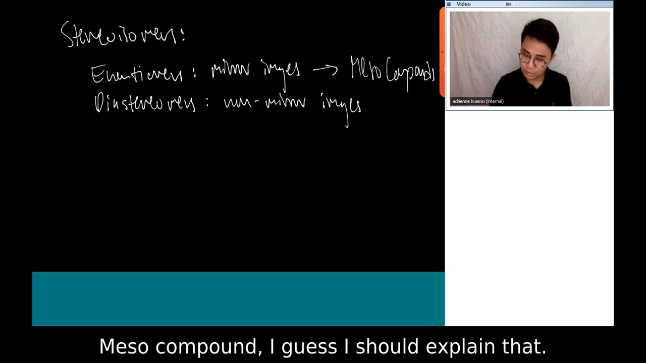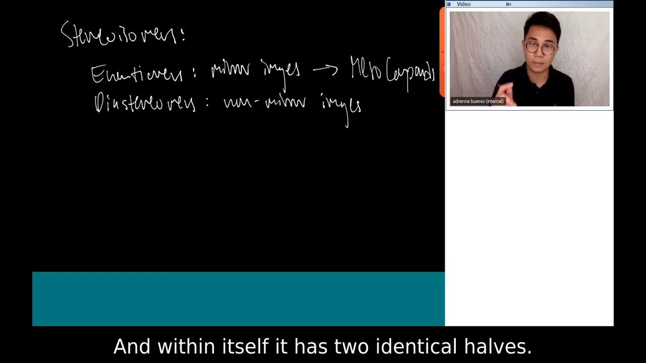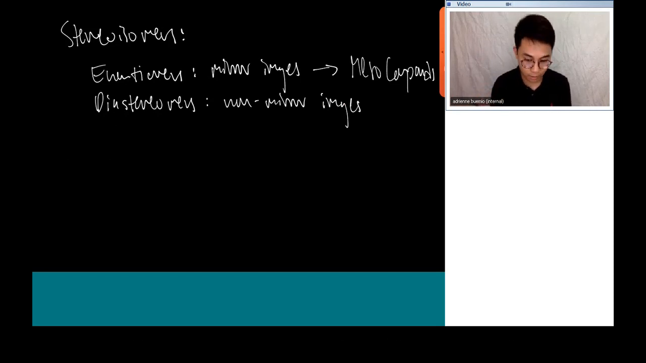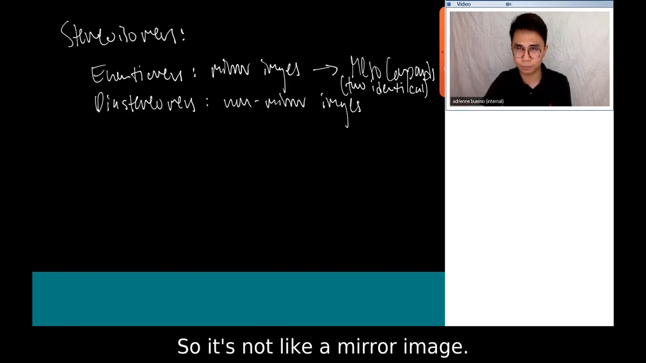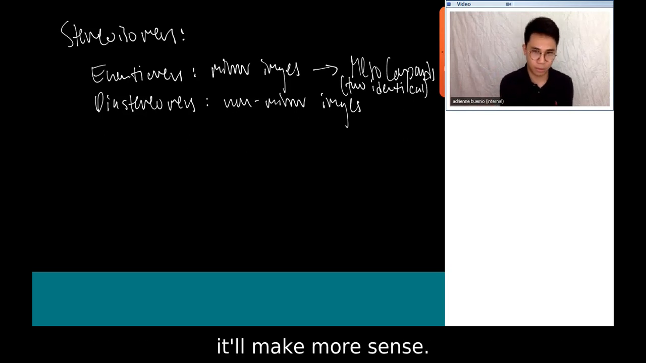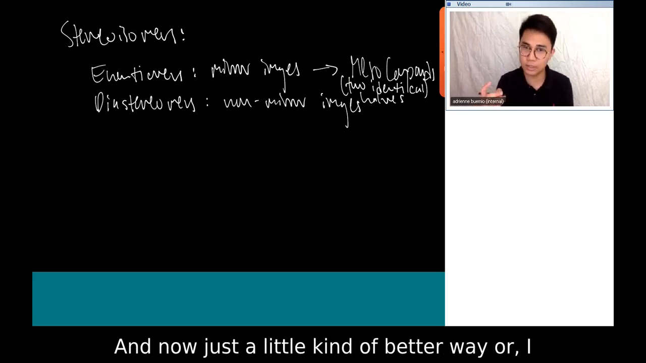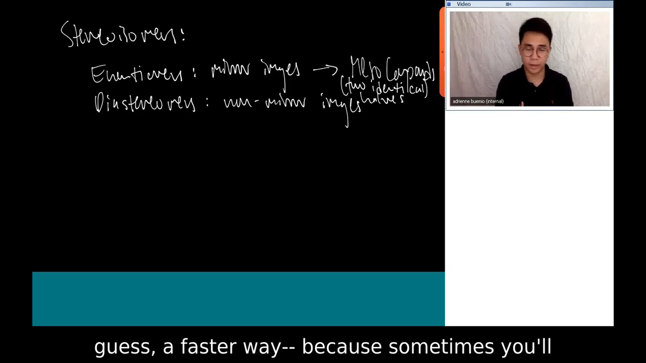Mesocompounds, I guess I need to explain that. Mesocompounds are going to be achiral, and within itself it has two identical halves. So it's not like a mirror image. Think of it as a mirror image within the molecule itself, and we'll see once we do a practice, it'll make more sense. So two identical halves within itself, right?